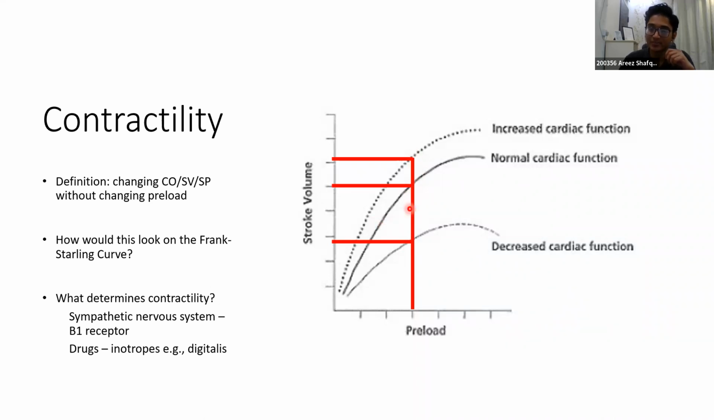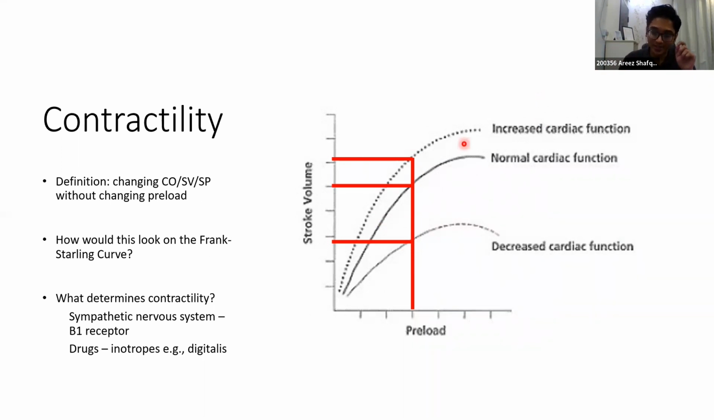So you notice if this is a preload of, let's say, 3 here, at a preload of 3, I'm getting a greater contraction. That means I altered contractility. So changes in contractility will shift the curve up or down, or to the left or to the right. Okay. How can you change the contractility without a change in preload? I'll show you.